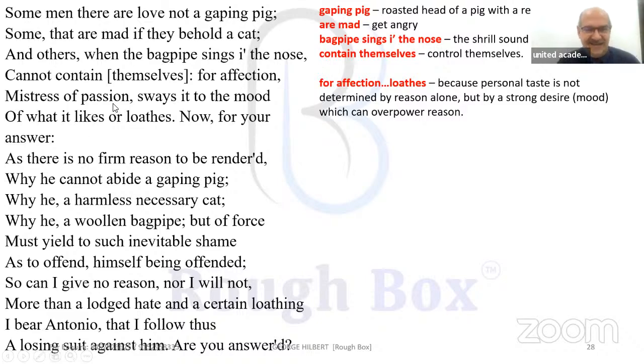Because affection, or personal taste, which is the mistress of passion, which controls our feelings, sways it to the mood of what it likes and what it loathes, what it hates. Okay? Personal taste, look at the meaning on the right-hand side, is not always determined by reason or by logic alone, but it is controlled or determined by a very strong desire or mood which overpowers reason. That is why some people don't have answers to certain questions. And that is why I don't have an answer to give you as to why I want this guy's pound of flesh.